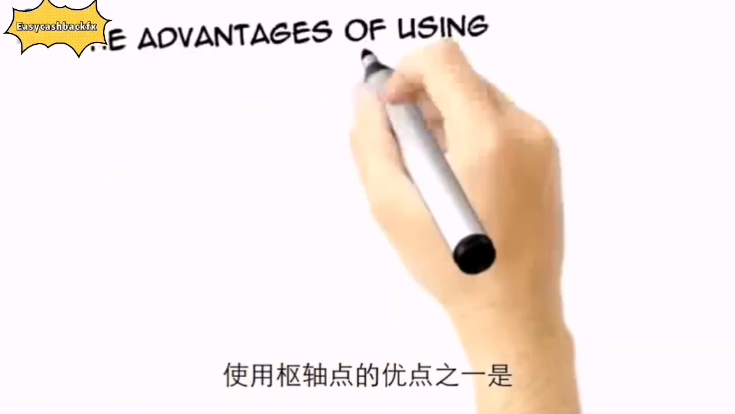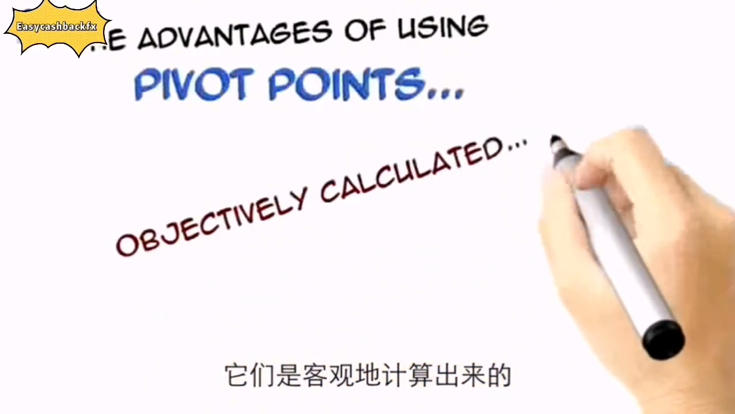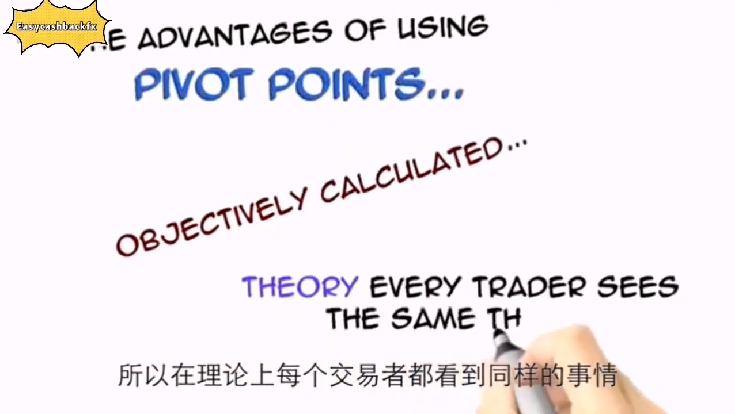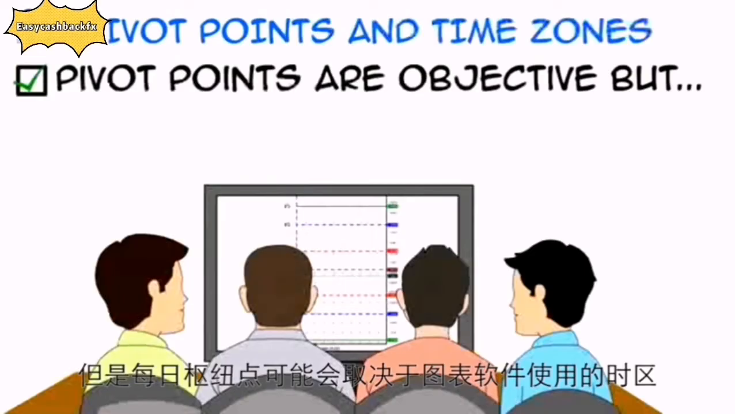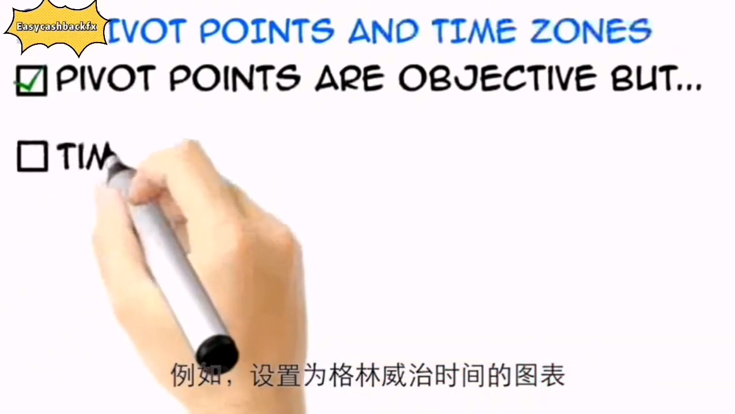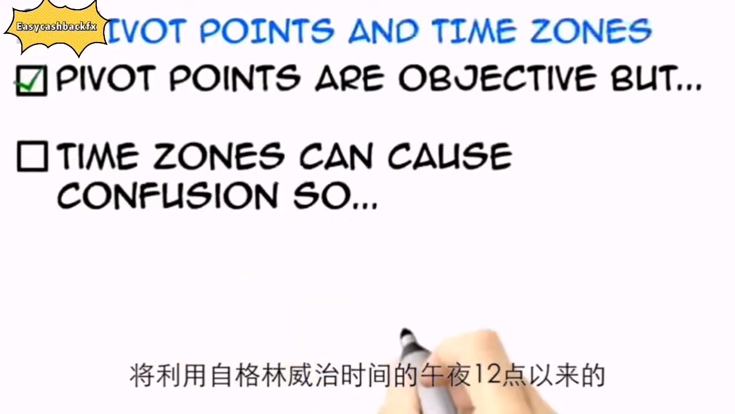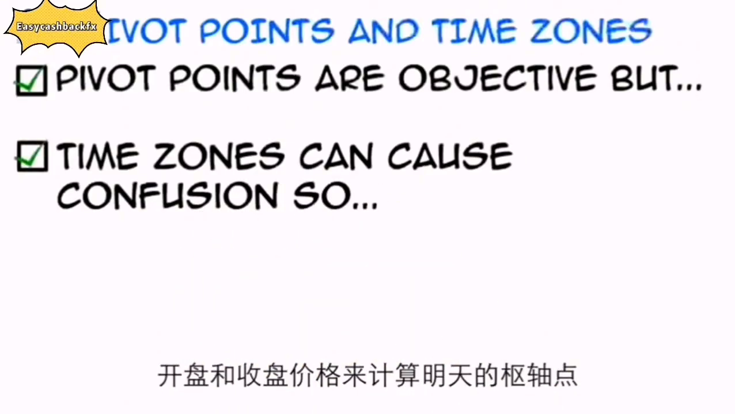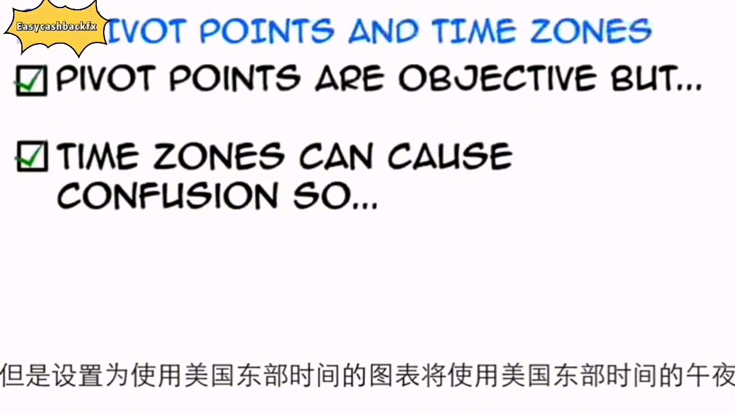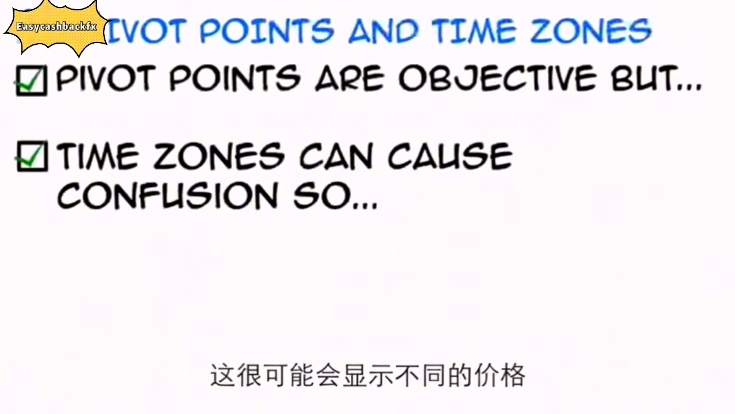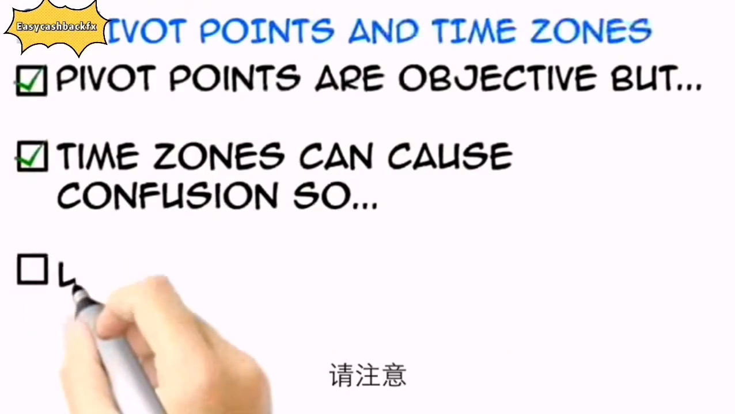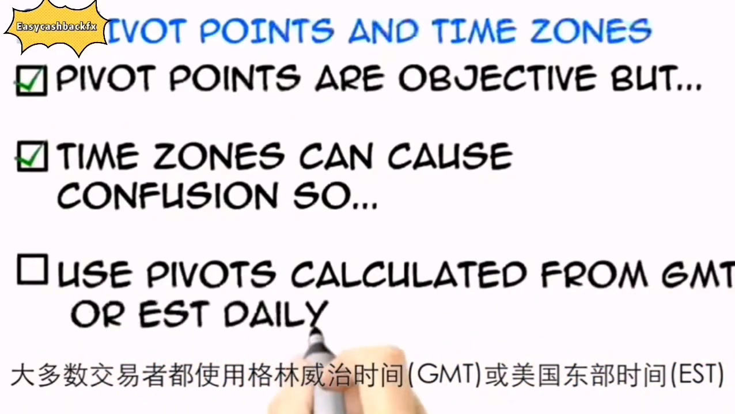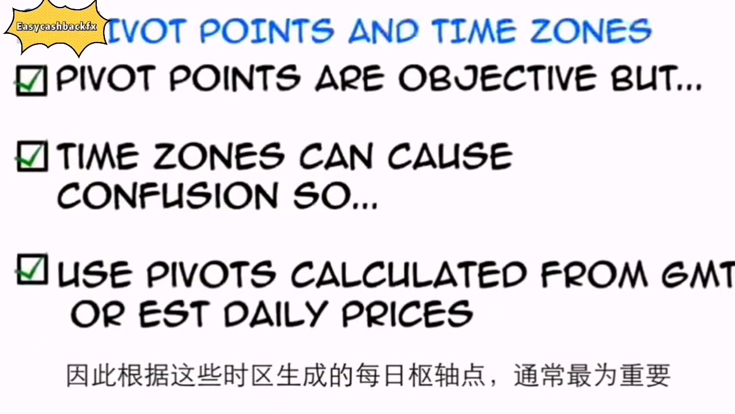One of the advantages of using pivot points is that they are objectively calculated, and so in theory, every trader sees the same thing. This is basically true for monthly pivots, but daily pivots can be different depending upon the time zone used by charting software. For example, a chart that is set to GMT will calculate tomorrow's pivot points using opening and closing prices from midnight GMT, but a chart set to EST will use midnight EST, which is pretty likely to show a different price and so give different results in the calculation. Be aware that most traders are using either GMT or EST. So the daily pivot points produced by these time zones will usually carry the most weight.